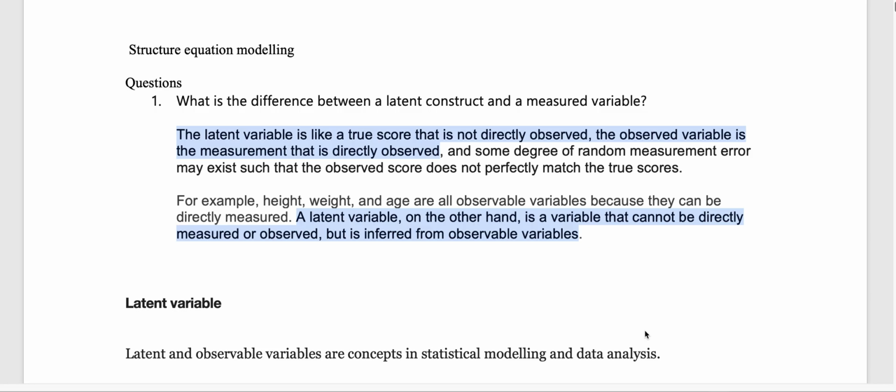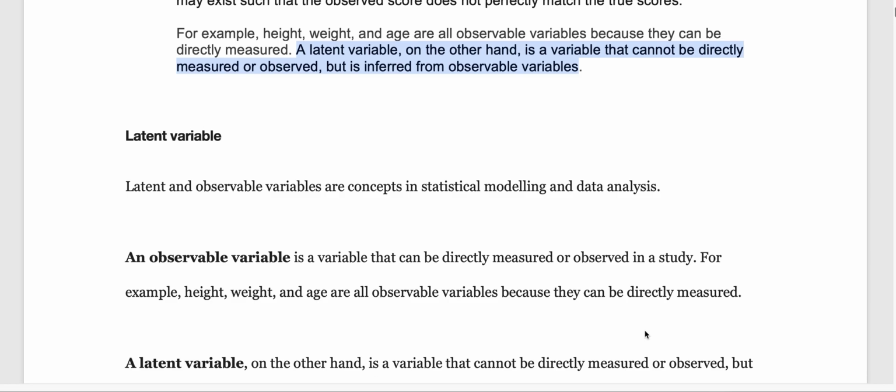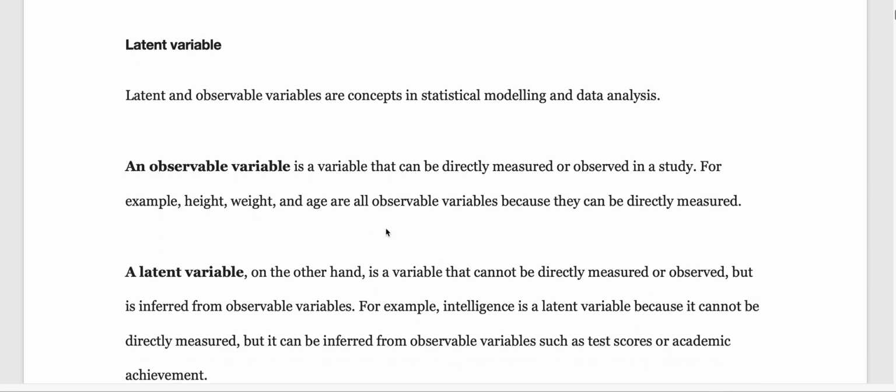A latent variable, on the other hand, is a variable that cannot be directly measured or observed, but it is inferred from observed variables. Latent variables and observable variables are concepts in statistical modeling and data analysis. Let's talk about an observable variable. It is a variable that can be directly measured or observed in a study. For example, height, weight, and age are all observable variables because they can be directly measured.